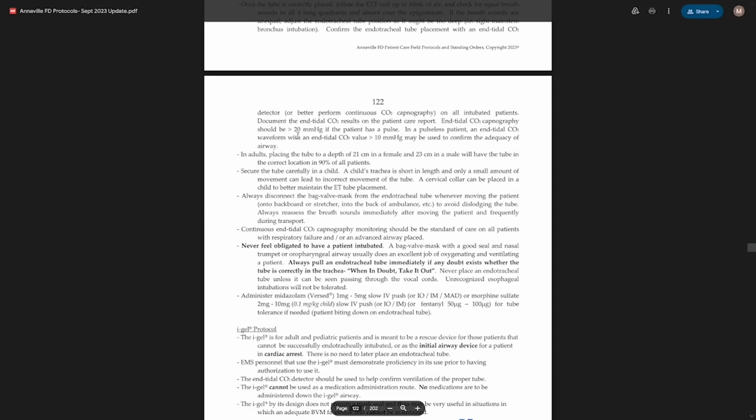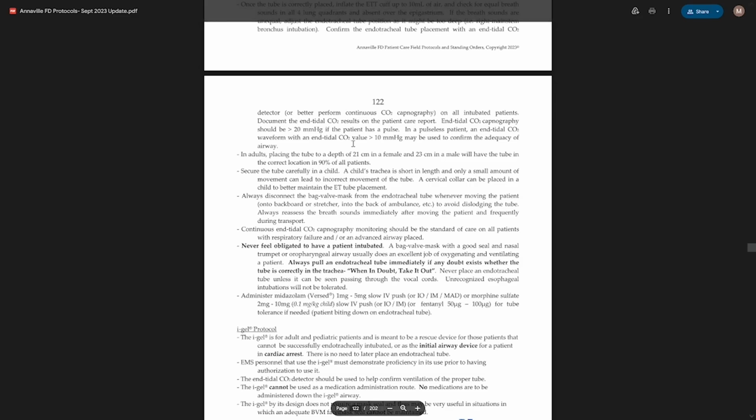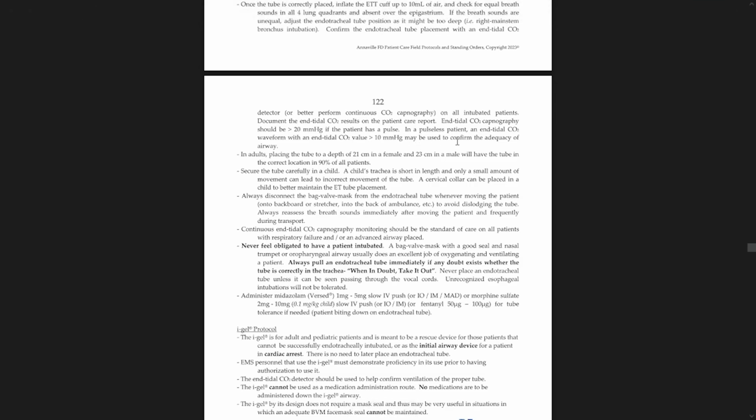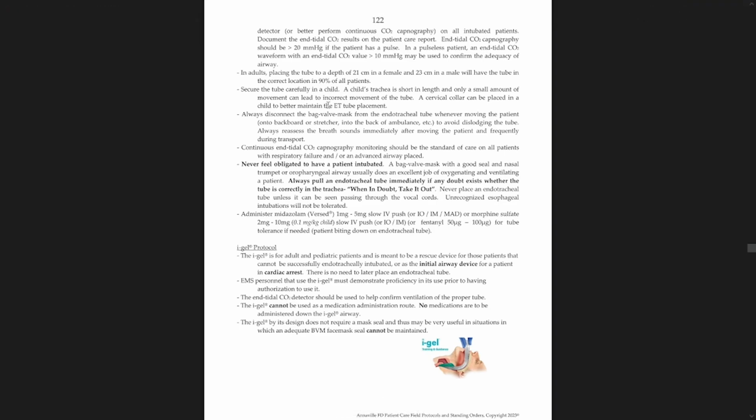ETCO2 capnography should be greater than 20 units. In a pulseless patient, an ETCO2 waveform with an end-tidal CO2 value greater than 10 may be used to confirm the adequacy of an airway. In adults, placing the tube to a depth of 21 centimeters in a female and 23 centimeters in a male will have the tube in the correct location 90% of the time for all patients.